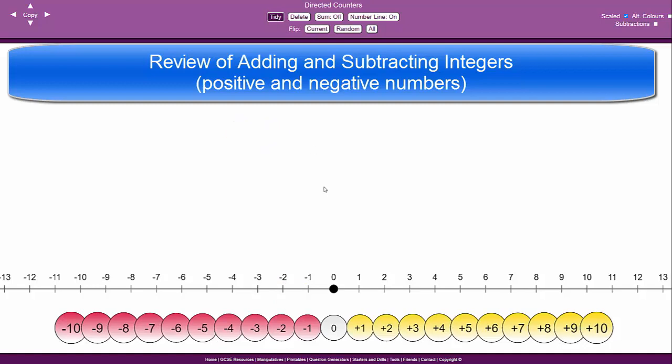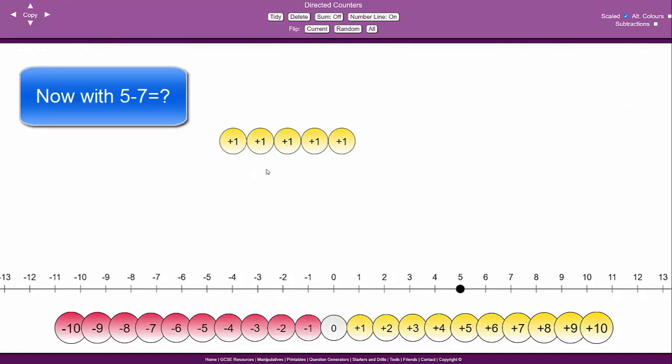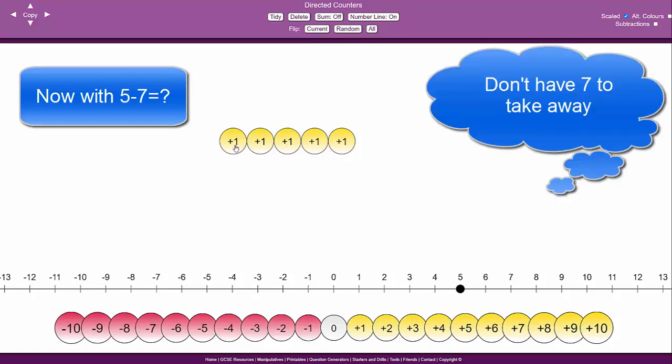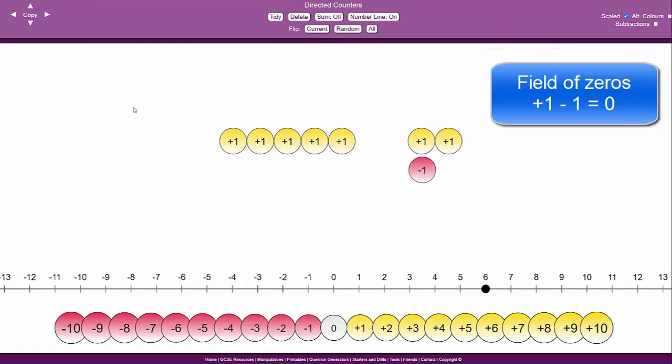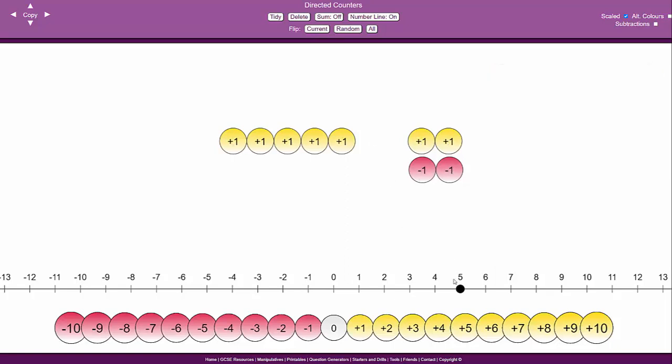If I look again, I started with 5, and I want to take away 7, I've got a problem. I don't have 7 that I could take away. So I could add a couple more over here, but to balance that out, I need a couple negative ones here. Remember, we talked about a field of zeros, saying 1 minus 1 is 0, 1 minus 1 is 0. So I still only have 5 on my board in my number line, but I've got these extra ones here.